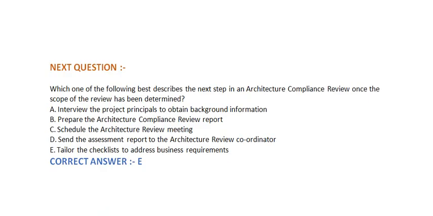Next question is, which one of the following best describes the next step in an architecture compliance review once the scope of the review has been determined? Option A, interview the project principals to obtain background information. Option B, prepare the architecture compliance review report. Option C, schedule the architecture review meeting. Option D, send the assessment report to the architecture review coordinator. And option E, tailor the checklist to address business requirements. And the correct answer is option E.